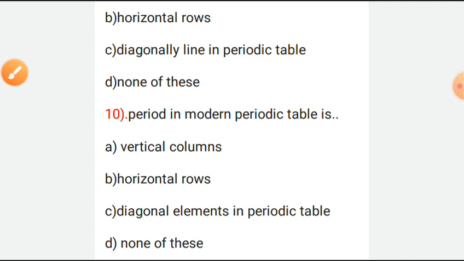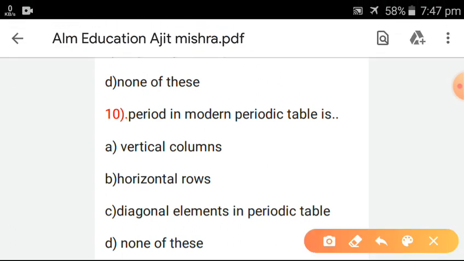Period in the modern periodic table is option A vertical column, option B horizontal row, option C diagonal element in periodic table, and option D none of these. Choose the correct answer. The period is the horizontal row in the periodic table. In the modern periodic table, the horizontal row is called period.